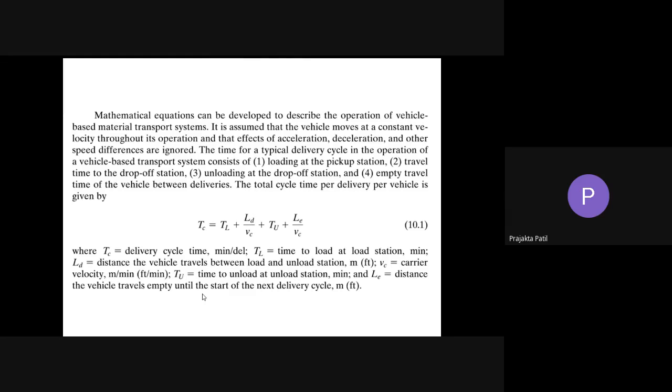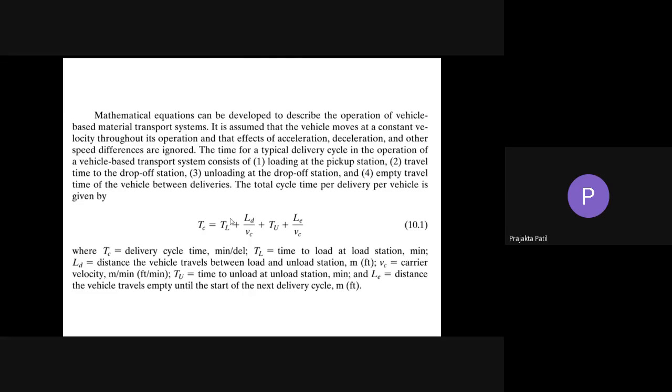And then, after unloading, there is an empty travel time of the vehicle between the deliveries. So, the vehicle will first load itself with some part, travel to the unload station, unload it, and then move back empty. So, these are the tasks that any AGV will obviously perform in a layout or in a plant. Here the total cycle time per delivery per vehicle is given by, so please note this down, the following equation.